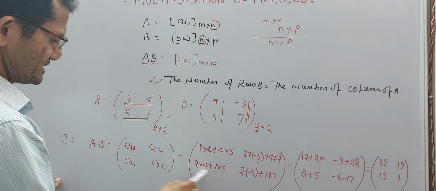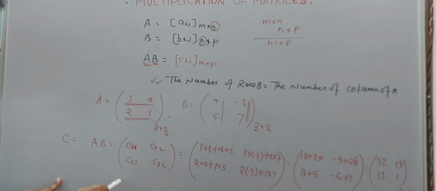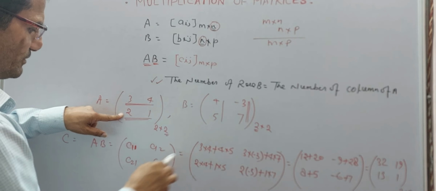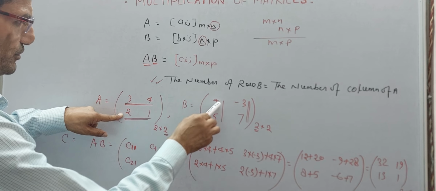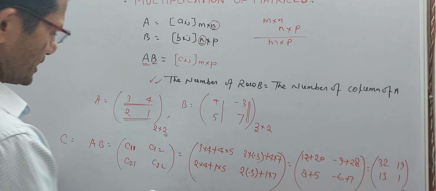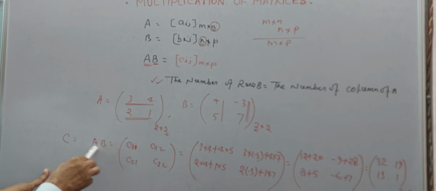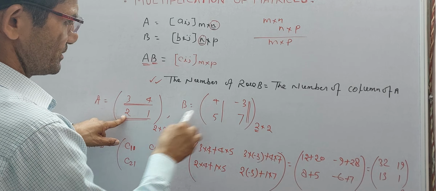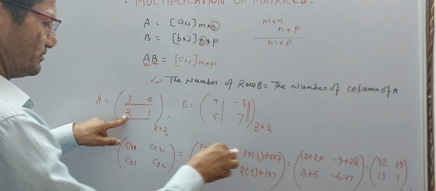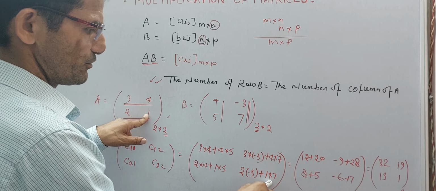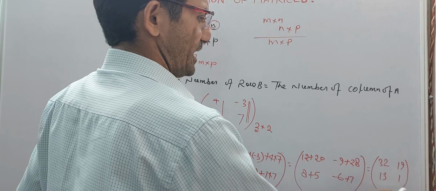If you calculate this element, this is the second row and first column element, taken second row from A. If you multiply the second row and first column, it will be this element C21. So 2 into 4 will be this value, and 1 into 5 will be this one. And last one, if you calculate C22, it will be the second row of matrix A multiplied with the elements of the second column of matrix B. So it is the second row and second column. So 2 into minus 3 will be this, plus 1 into 7 will be this one. If you calculate this value, it comes out to be this, and this is the final result.